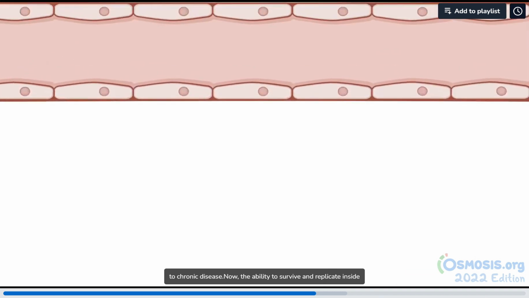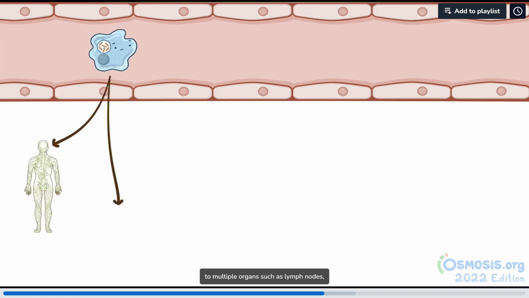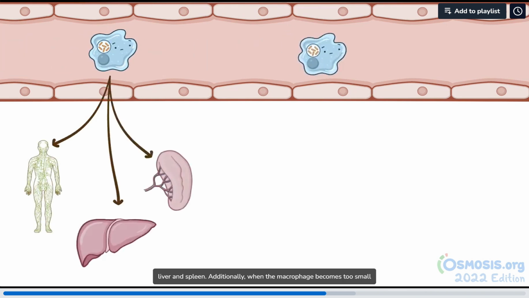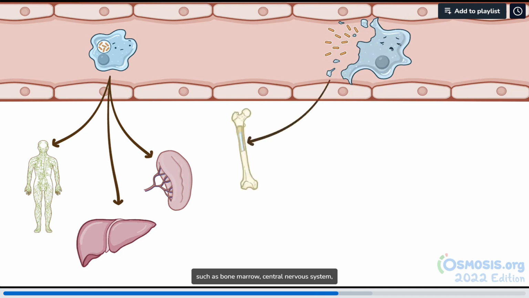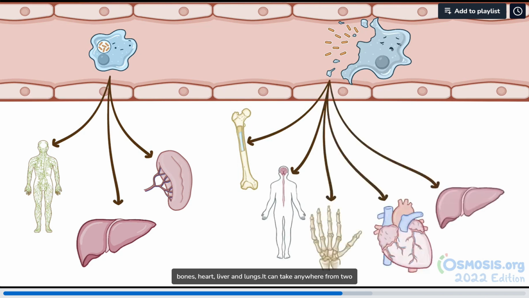Now, the ability to survive and replicate inside macrophages also makes it able to travel through the bloodstream to multiple organs, such as lymph nodes, liver, and spleen. Additionally, when the macrophage becomes too small for the growing number of C. burnetii, it bursts, releasing the bacteria into the bloodstream. And from there, the bacteria can spread to other organs such as bone marrow, central nervous system, bones, heart, liver, and lungs.